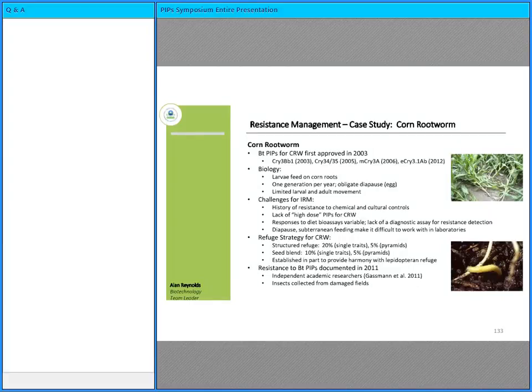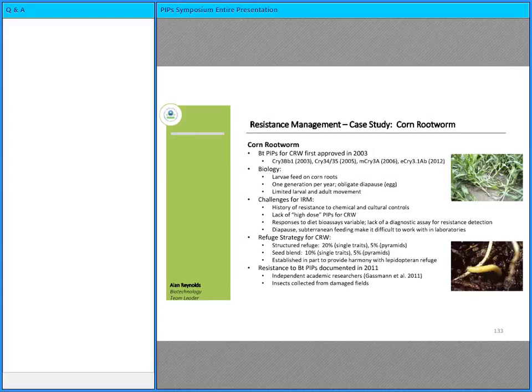And was based on work by an academic researcher at Iowa State University, Aaron Gassman, who went into fields that had damage, collected insects, and tested them on his own assay system using an on-plant assay, and determined that they were in fact resistant. And since that first paper came out in 2011, a number of other papers have followed that up and have shown resistance in Iowa, Illinois, and Nebraska, and probably in other places as well.